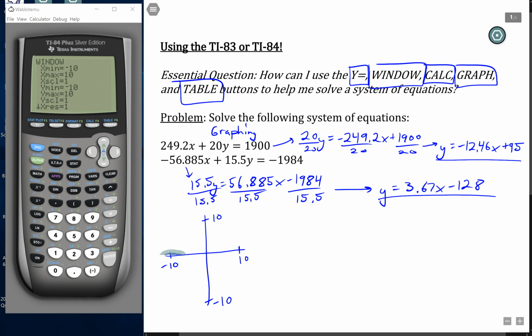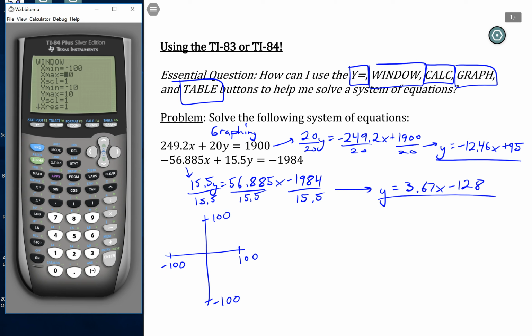Likewise with the y's. Instead of ranging from negative 10 to positive 10, let's go from negative 100 to positive 100. Now we're making our graph bigger. And let's go from a y of negative 100 to a y of positive 100. So I'm going to change my minimum from negative 10 to negative 100. I'm going to change my x max from 10 to 100. And same with the y's.